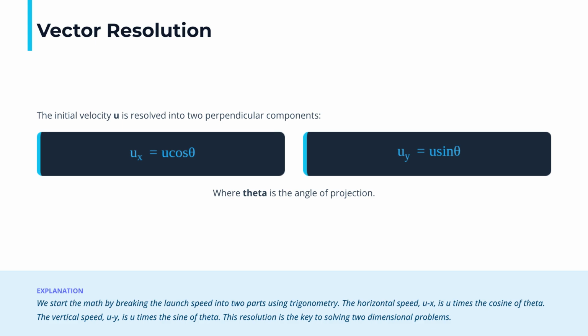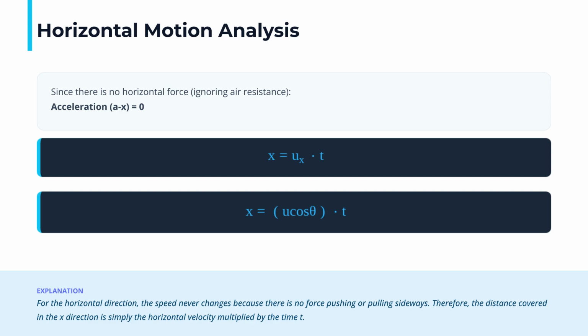We break the launch speed into two components using trigonometry. The horizontal speed, u-x, is u cosine theta. The vertical speed, u-y, is u sine theta. In the horizontal direction, acceleration is 0, so the speed never changes. The distance covered in the x direction is horizontal velocity multiplied by time, t.